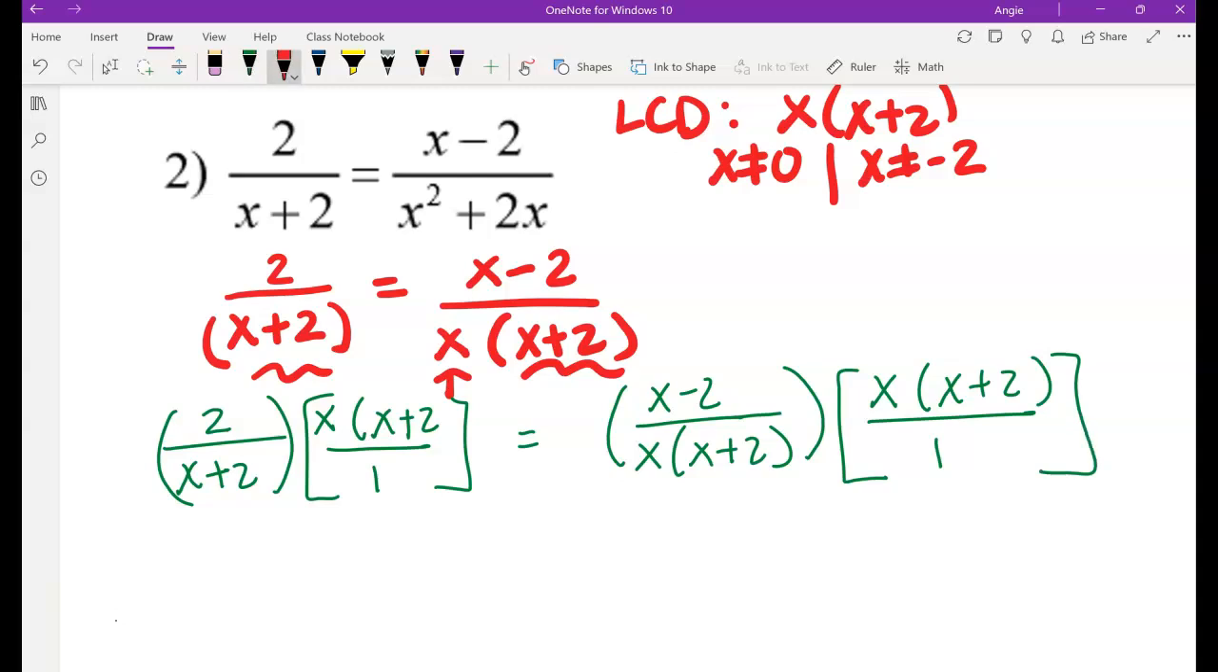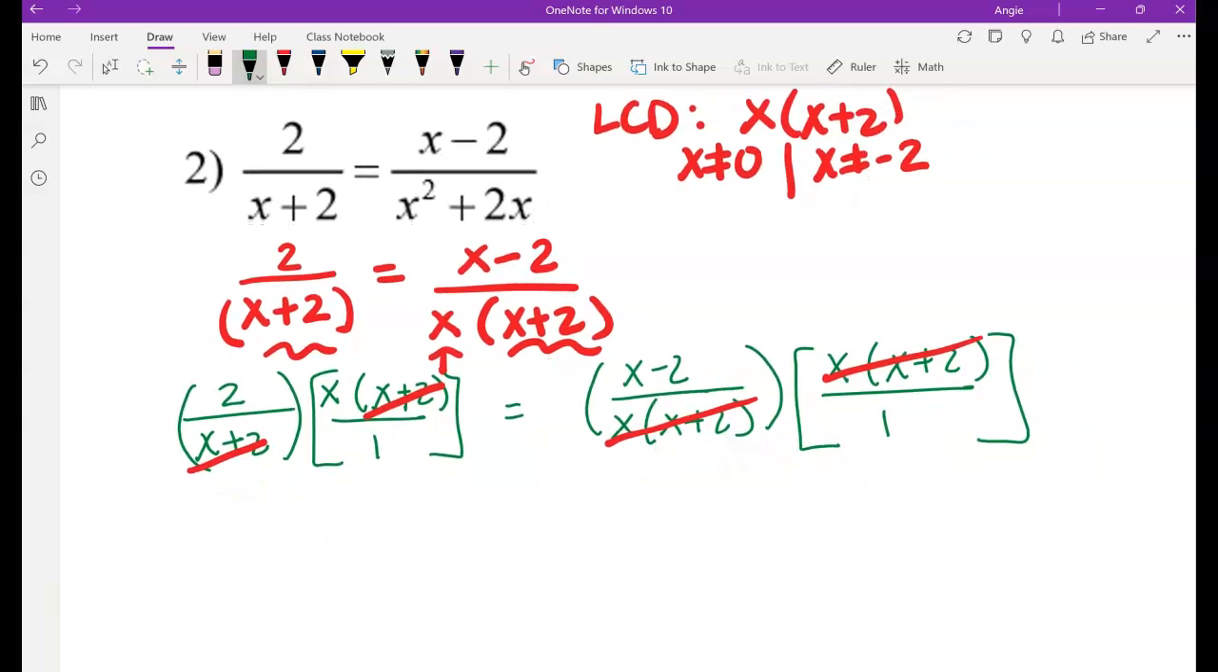So this allows you to reduce or cancel your denominator. All right, this x plus 2 and x plus 2, that's going to be canceled. This whole denominator is going to be canceled. The whole point of multiplying each and every term by your lowest common denominator is so that we have no more fractions, because fractions tend to be more difficult for students to solve. So this allows us to not have any fractions.